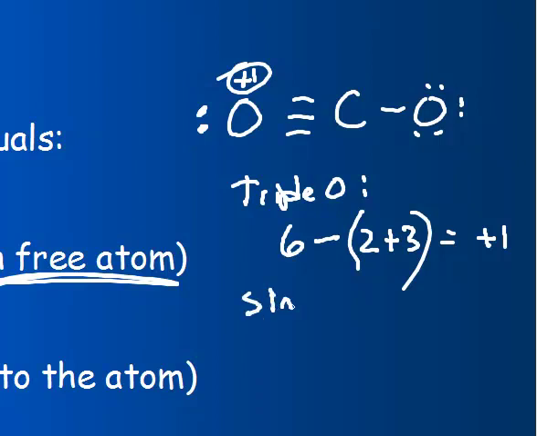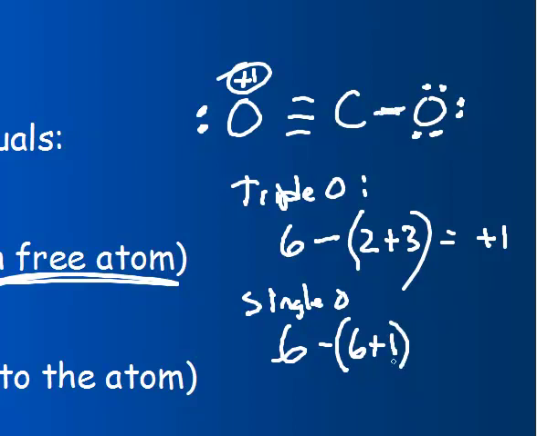Now I have a single bonded oxygen on the other side. All right, number assigned to the free atom. Again, oxygen's in group 16, so 6 minus the number of unbonded electrons, which you could see there is 6, plus half of the bonded. I have 2, so plus 1. 6 minus 7 is a negative 1. So this gets a negative 1 charge. So now I can guess that the carbon in the middle is going to be 0. Why? Well, because CO2 has an overall charge of 0, but I have plus 1 and minus 1, so that has to be a 0.